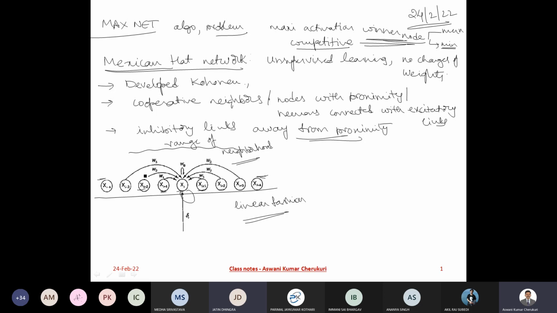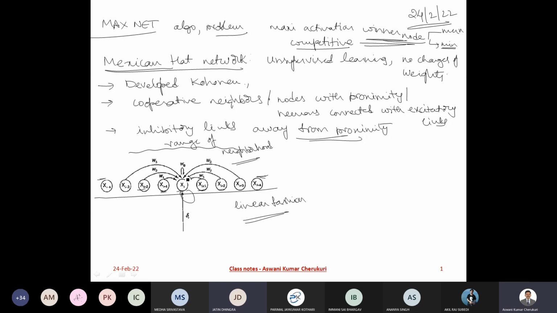So you have the nodes coming that are connected to this particular xi node at a range of 3 neighborhood. That means xi plus 1, xi plus 2, xi plus 3 on the right side. Similarly, xi minus 1, minus 2, and minus 3 on the left side. So with the radius of 3, you have the range of neighborhood.